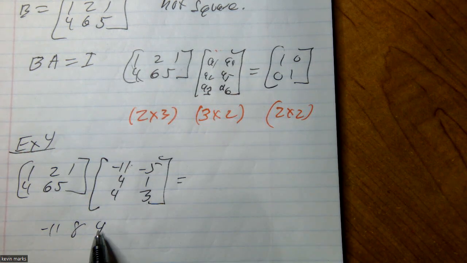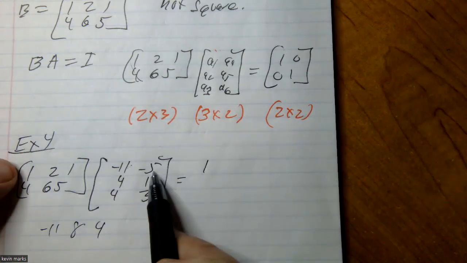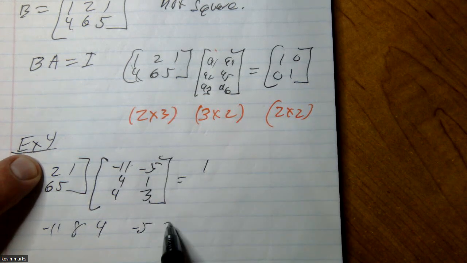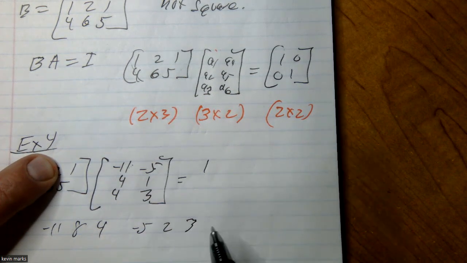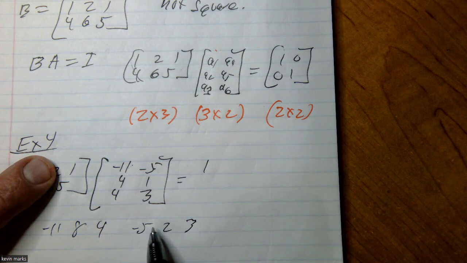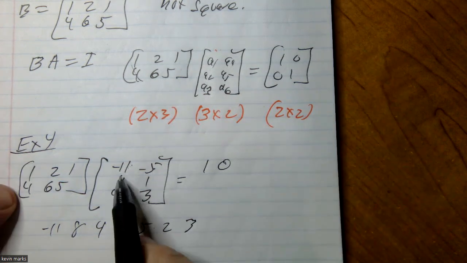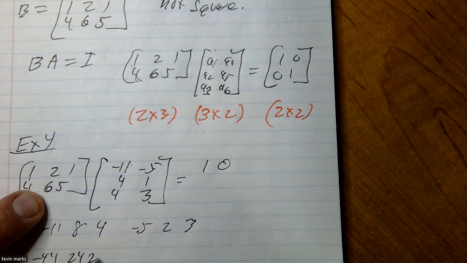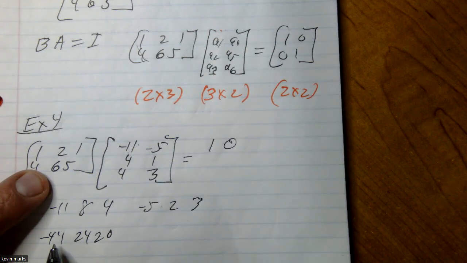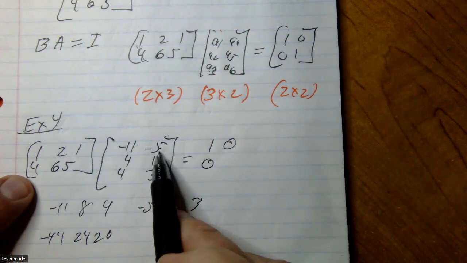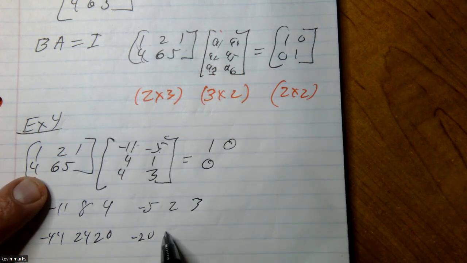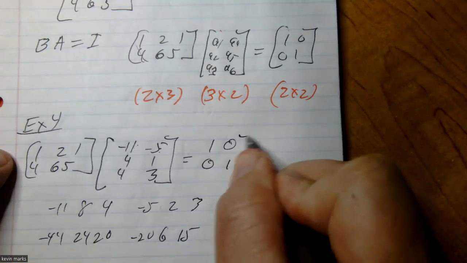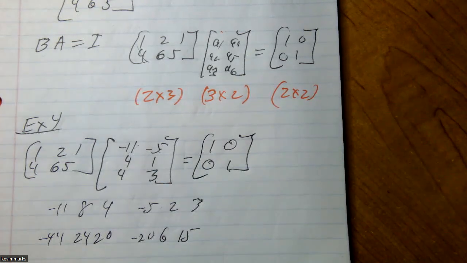Add these together: 12 minus 11, 1. Multiply these: 1 times negative 5, negative 5; 2 times 1, 2; 1 times 3, 3. So you're going to get negative 3 plus 3, 0. Then here you're going to get negative 44, 24, and 20. 44 minus 44, 0. Then here, negative 20, 6, 15. 21 minus 20, 1. Sure enough, you get the identity.